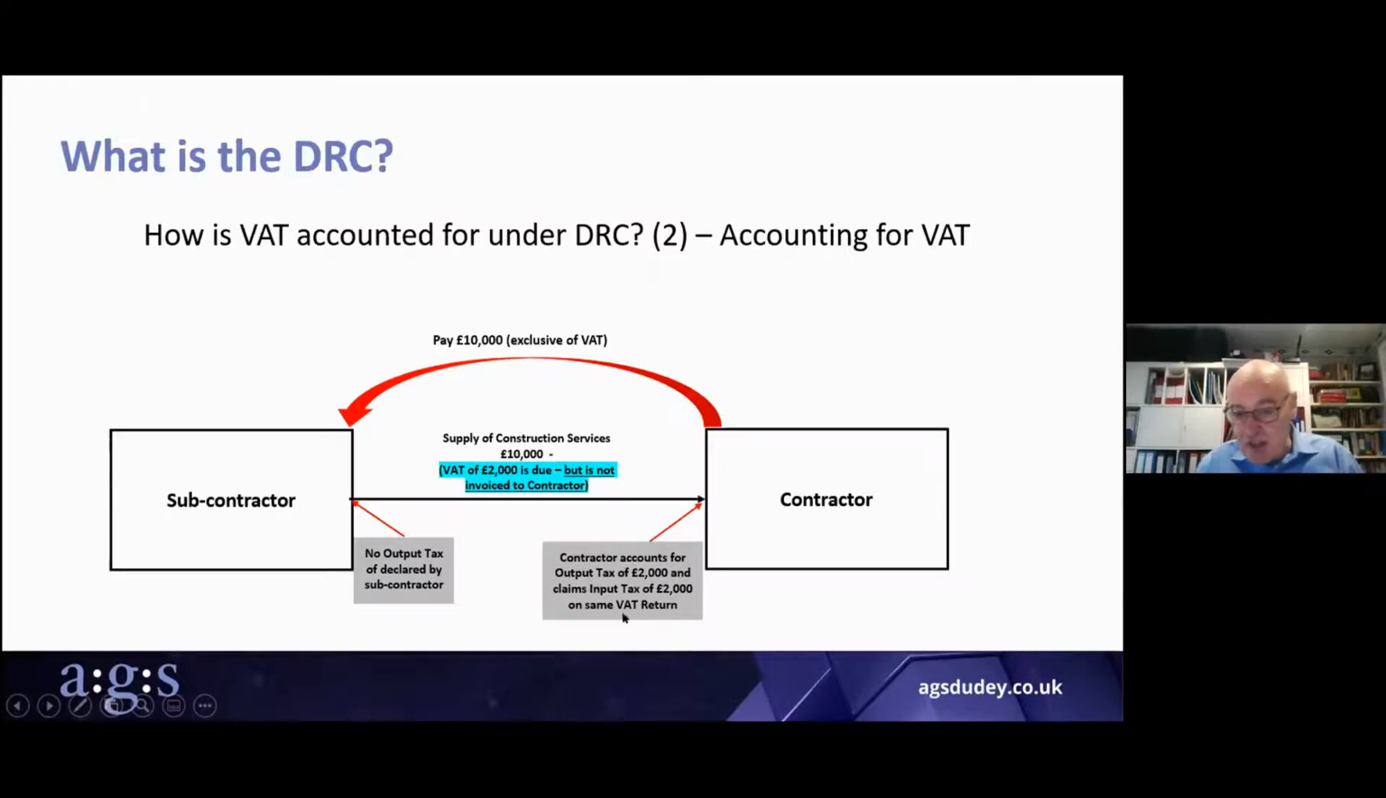That all happens at this end. The contractor, the customer, accounts for the £2,000 VAT on the purchase and also claims the 2,000 VAT input tax on the same VAT return. So it nils out and all the transactions are dealt with at that end. That, in essence, is the centre of what the reverse charge is. The responsibility for declaring VAT on subcontract sales moves from the subcontractor, the supplier, to their customer. Just over the next half hour, we'll look at all aspects of this in a bit more detail.